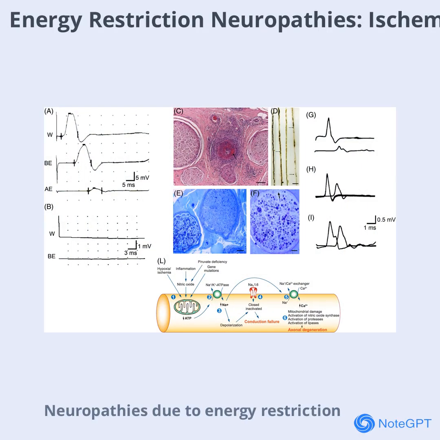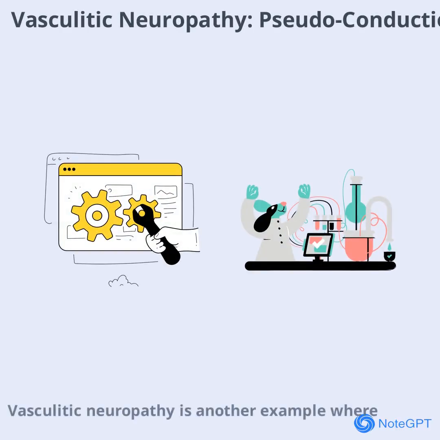Neuropathies due to energy restriction, such as those caused by ischemia or thiamine deficiency (beriberi), can present with reversible conduction failure. Early on, conduction block may be seen, but this often progresses to axonal degeneration if the energy deficit persists. The underlying mechanism involves dysfunction of the Na+/K+ pump, leading to sustained depolarization and inactivation of sodium channels. Vasculitic neuropathy is another example where conduction block can occur without classic demyelination.